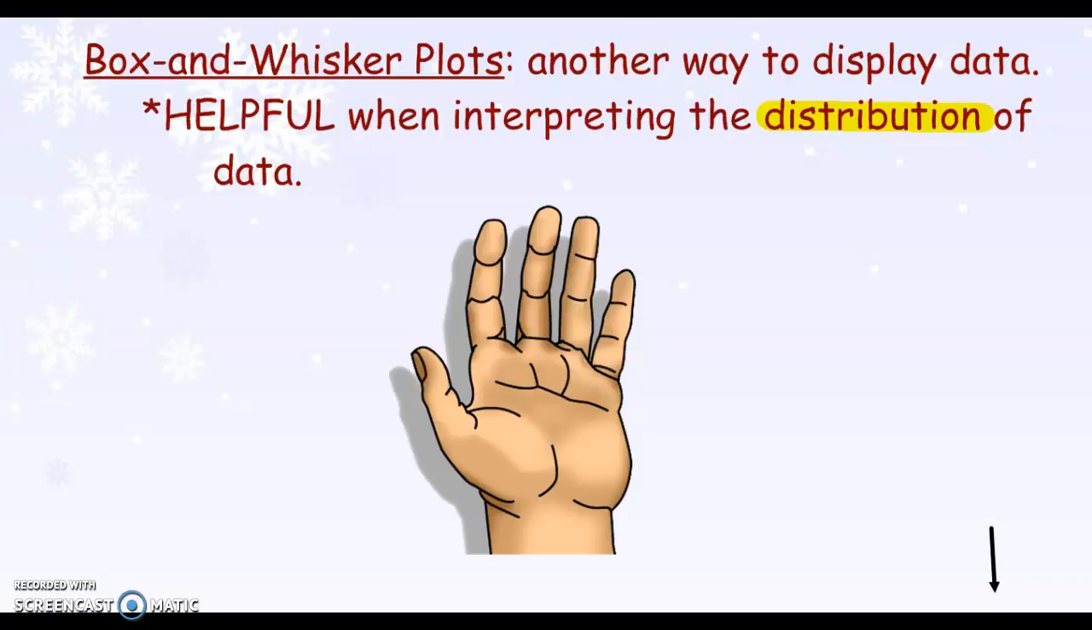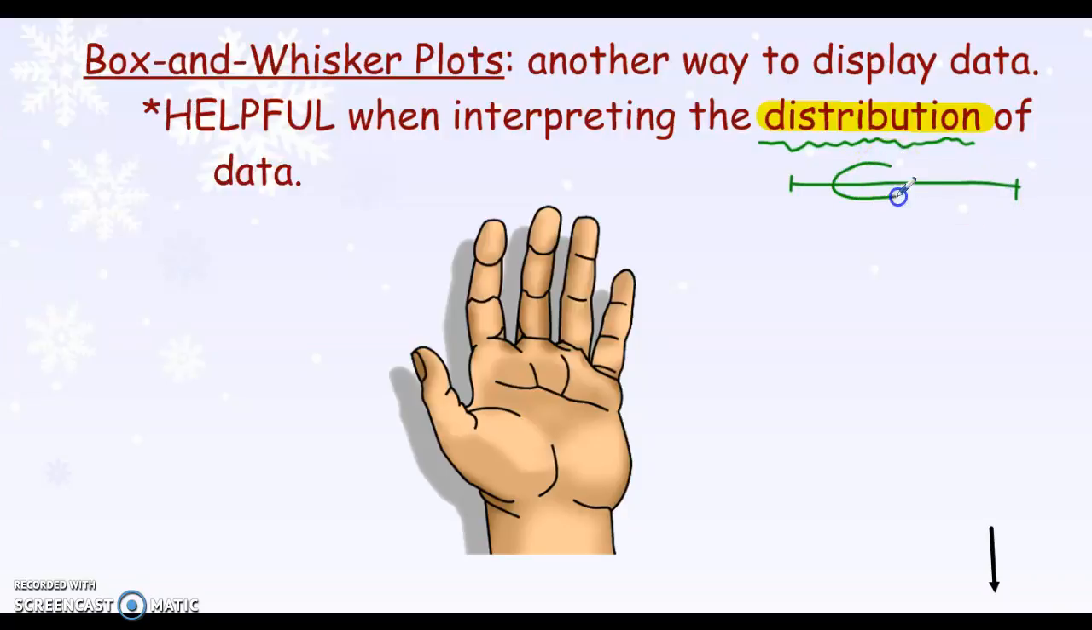So in order to construct a box and whisker plot, please put this on your note sheet. It's another way to display data. Just like we had our histograms, a box and whisker plot is another way to show data. This is helpful when interpreting the distribution of data. And when we mean distribution of data, that's talking about the spread. How far things are spread out from the smallest to the largest value.